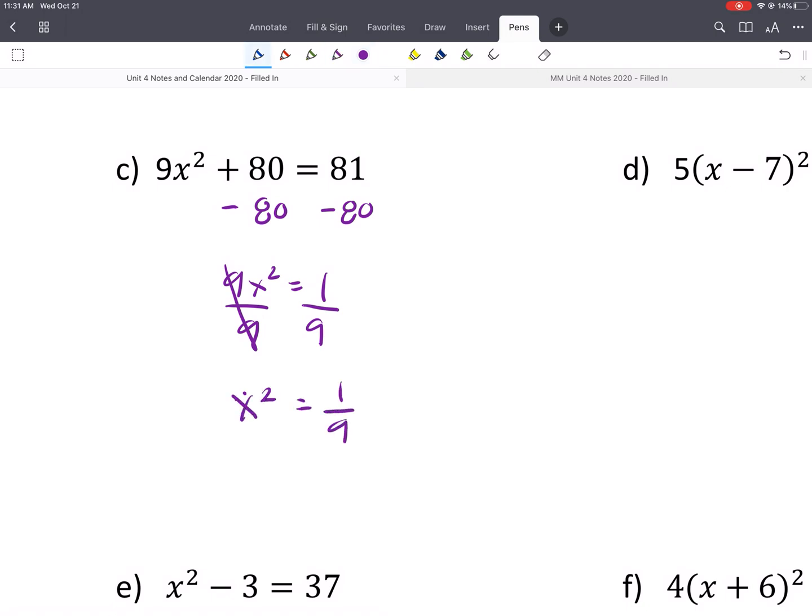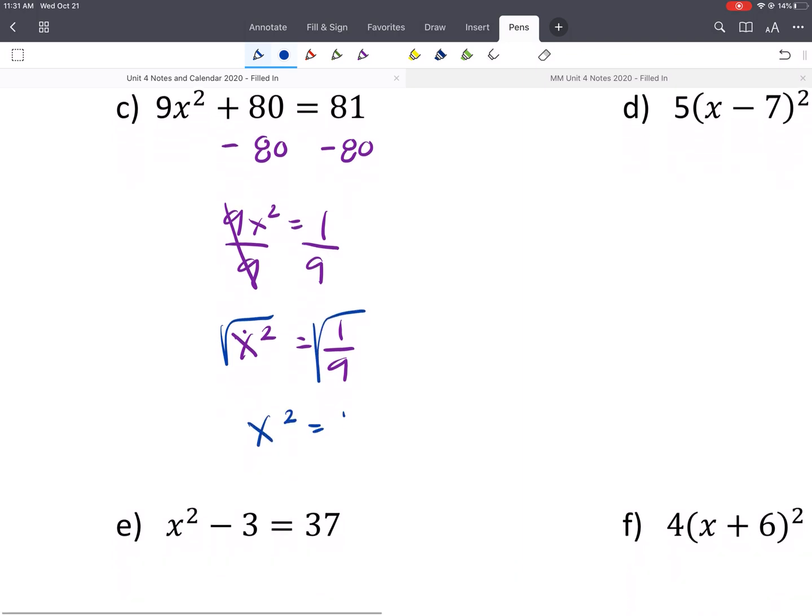Okay, so we're going to square root. And when we square root, it's the same as the square root of 1 over the square root of 9. Sorry, that shouldn't be squared still. So that would just give us x is equal to, and I forgot my plus or minus. So that gives us plus or minus 1/3. So we have x is equal to 1/3 and negative 1/3.